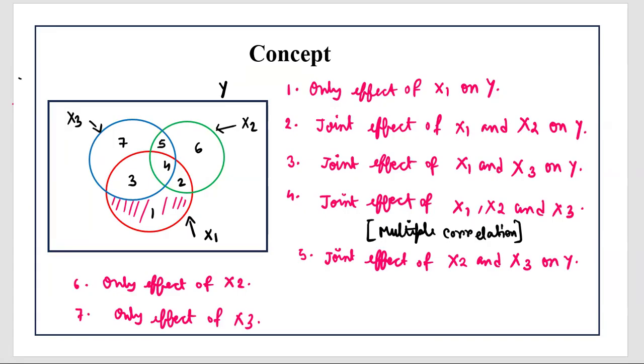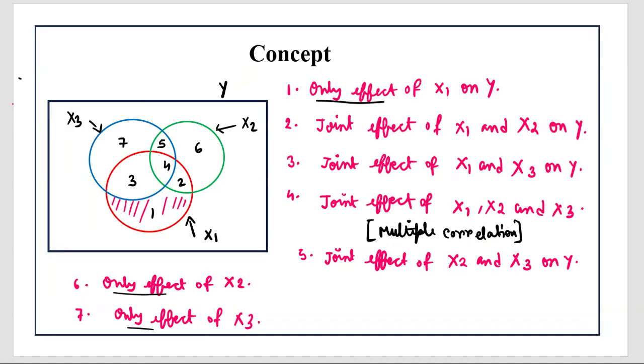So here we can say, 1, 6, and 7: you have the only effect of x1 on y, the only effect of x2 on y, and the only effect of x3. Where you have the only effect, we assume that all the other variables are constant. They are not moving. Basically, we are taking the partial differentiation, where other variables are constant and we change one specific variable. That will give us the partial correlation coefficient.